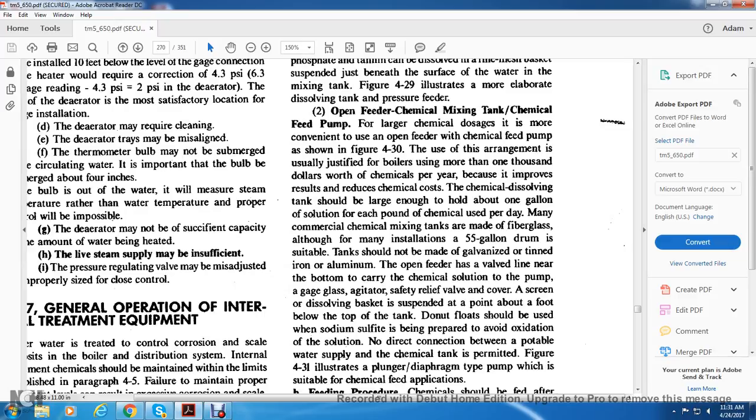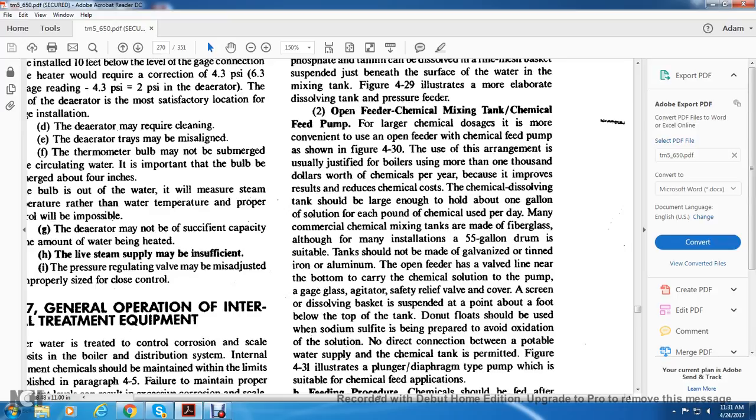2. Open feeder, chemical mixing tank and chemical feed pump. For large chemical dosages, it is more convenient to use an open feeder with a chemical feed pump, as shown in figure 430. The use of this arrangement is usually justified for a boiler using the measurement of $1,000 worth of chemical per year, because it improves the result and reduces the chemical cost.